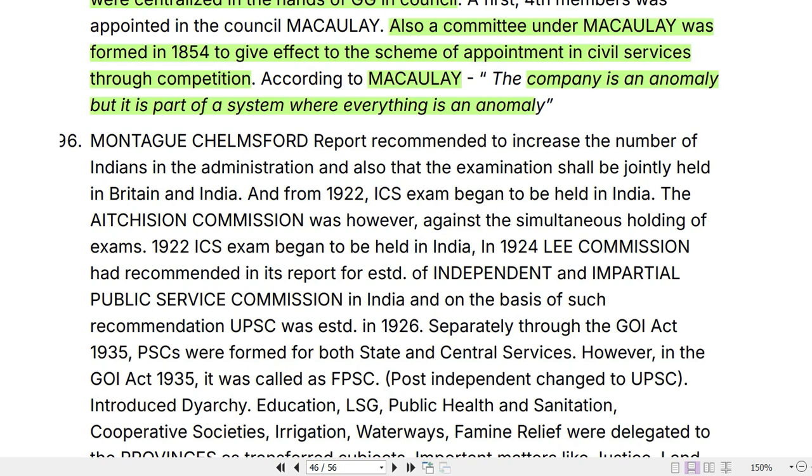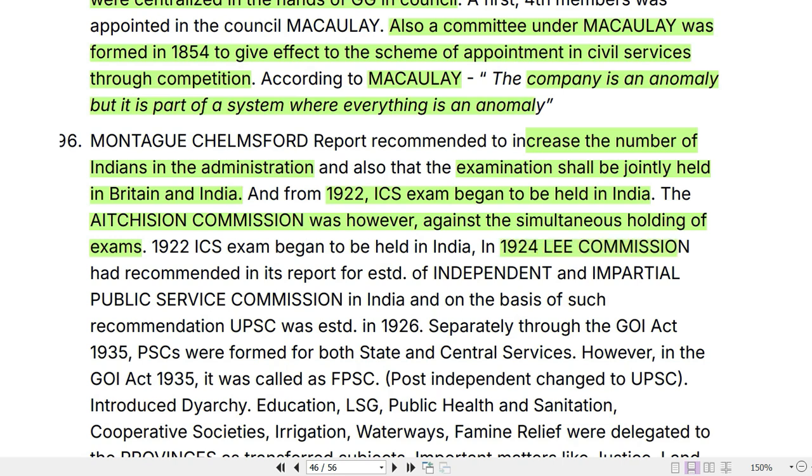तो पहले तो ये ज़रूरत पड़ी कि to increase the number of Indians in administration, जिसके लिए फिर examination shall be jointly held in Britain and India, जिसके तहत 1922 में ICS exam began to be held in India. The Aitchison Commission was however against the simultaneous holding of exams. In 1924, Lee Commission had recommended in its report for establishment of Independent and Impartial Public Service Commission in India, and on the basis of such recommendation UPSC was established in 1926.